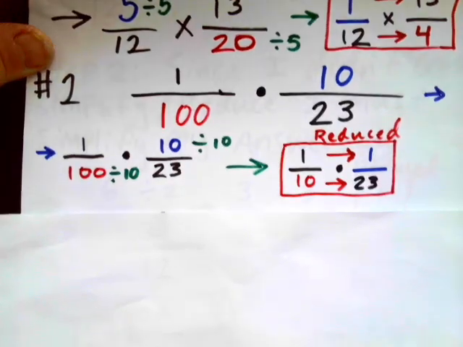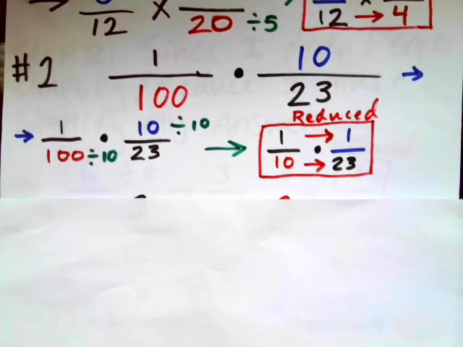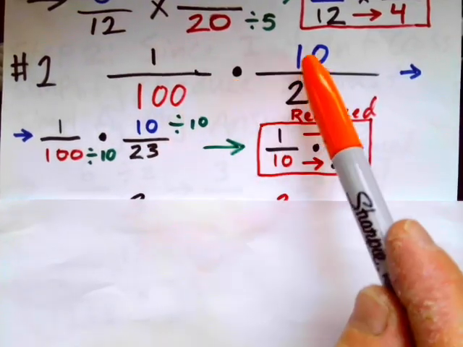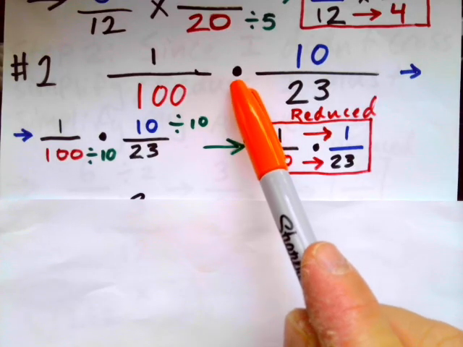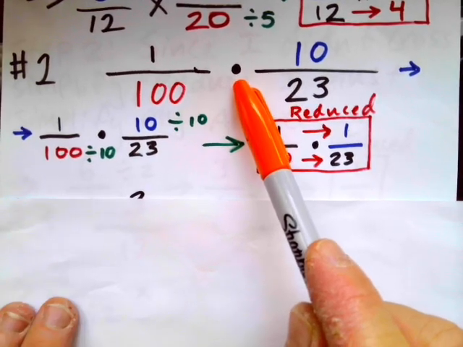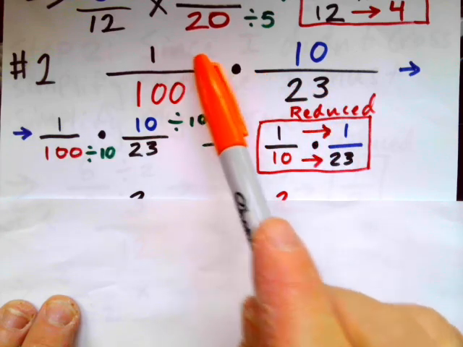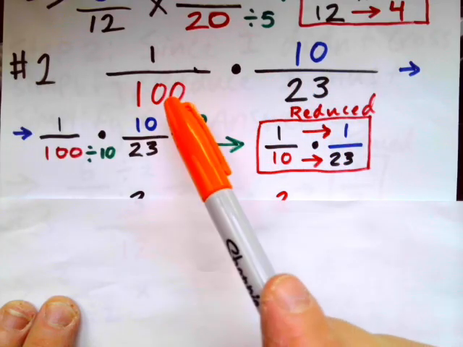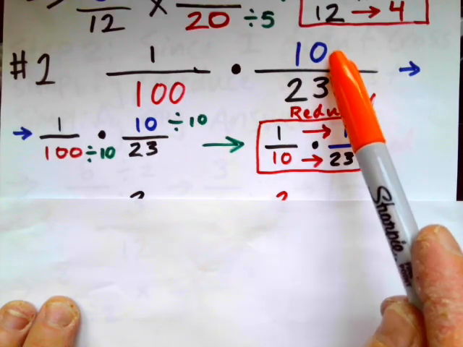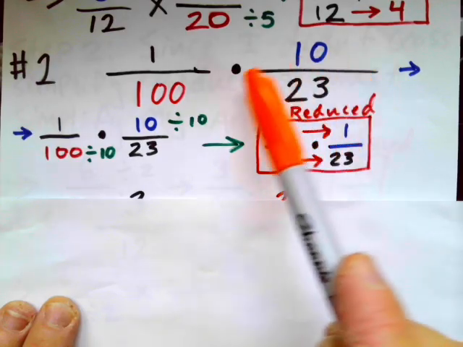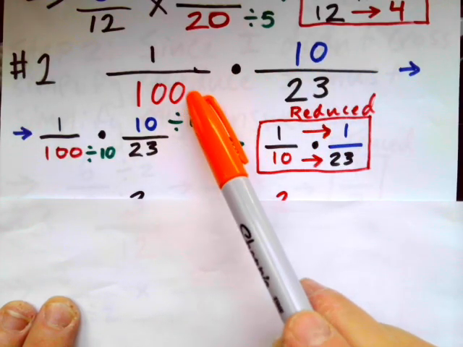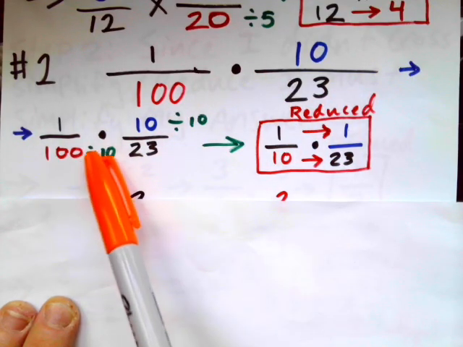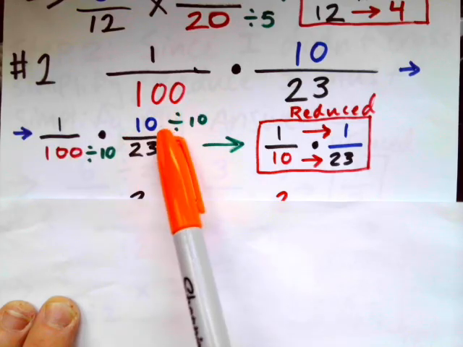Let's take a look here at problem number 2. Sample number 2. We have 1 over 100 times 10 over 23. So this is just another symbol for multiplication. And I look here at 1 and 23. No number will divide evenly into these two numbers other than 1. So then I'll look at these two numbers here. Oh, I know 10 divided by 10 will give me a 1. And I know 100 is a multiple of 10, right? 10 times 10 is 100. So in my next step, I show you, I'll be dividing 100 by 10 and the number 10 by 10.